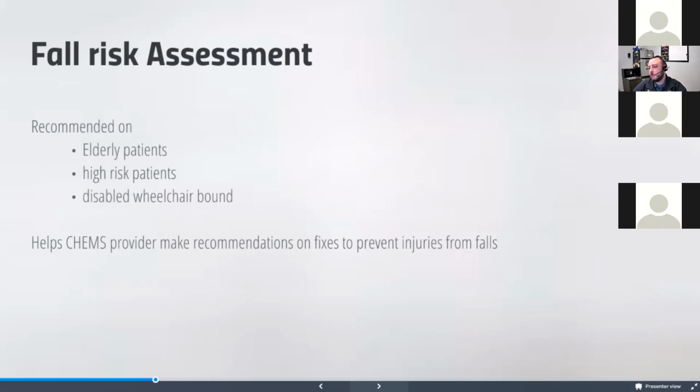Fall risk assessments. We recommend that you do this on anybody that's considered elderly. I know some of you are going to yell at me after I say this, but at Payette, if you were 65 or older, you got a fall risk assessment. Now, obviously that was going to be skewed a little bit by the condition.